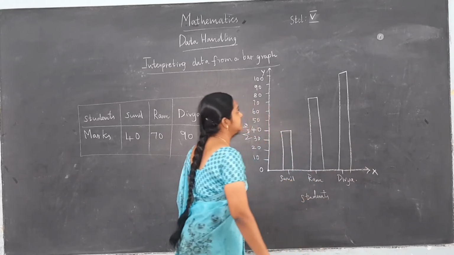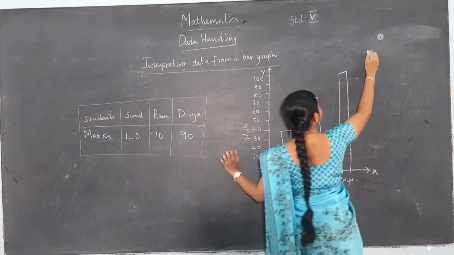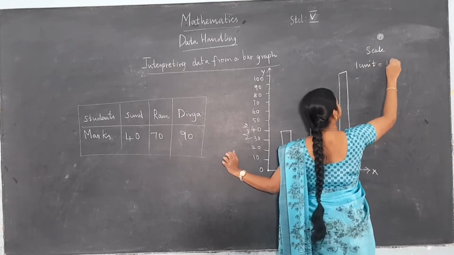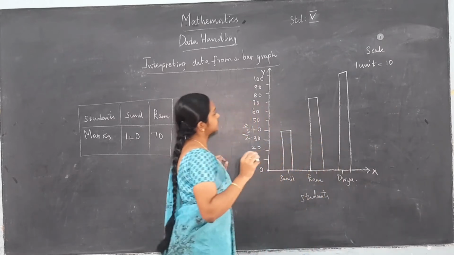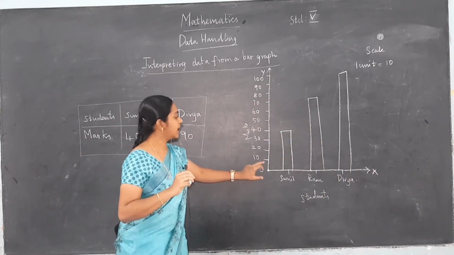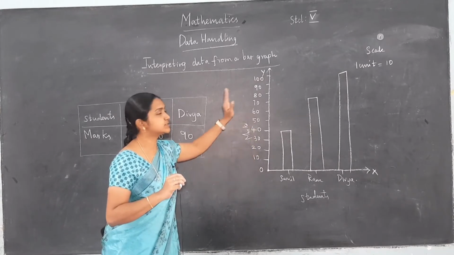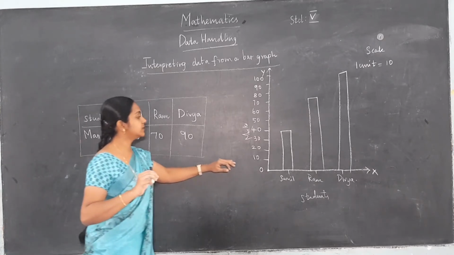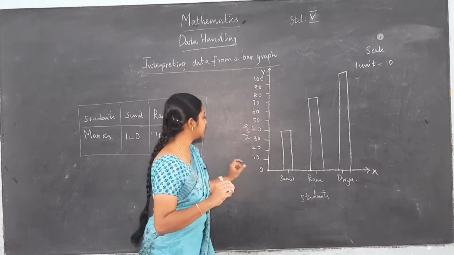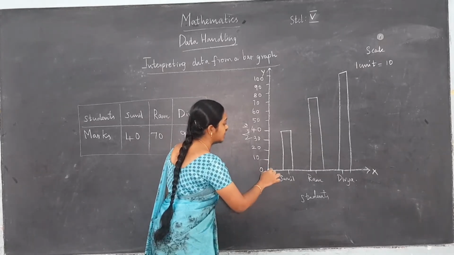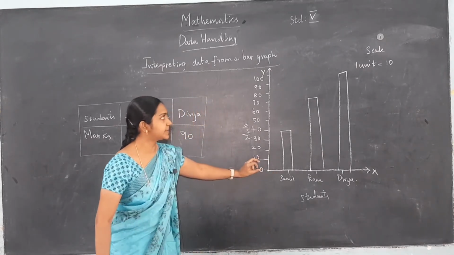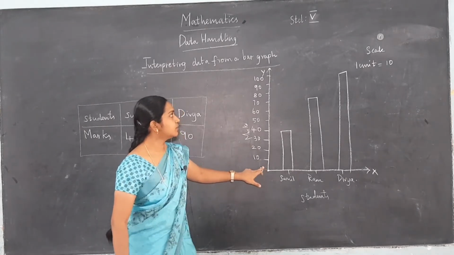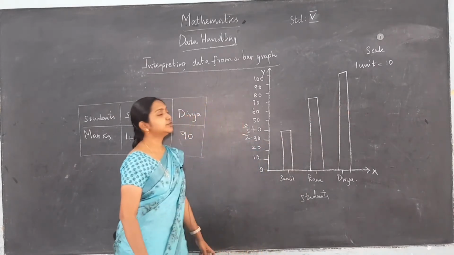Next, we have to write the scale. Here, 1 unit equal to 10, because I have taken the numbers as multiples of 10 here. Because all these numbers are multiples of 10, I have done the markings with multiples of 10. Here we will be having a square, so this one square represents 10. The numbers from 0 to 9 will be in between this. So, we have to represent the scale as 1 unit equal to 10.